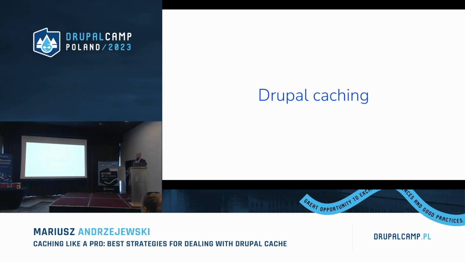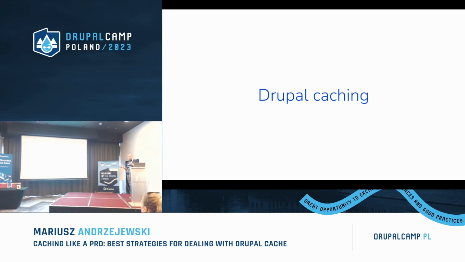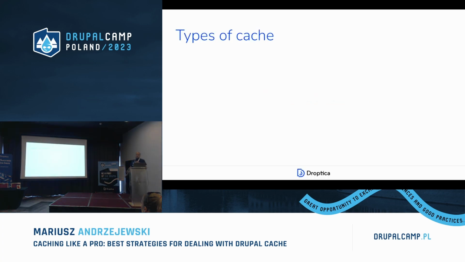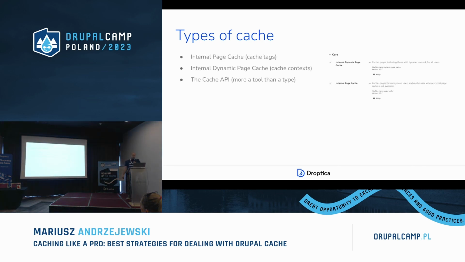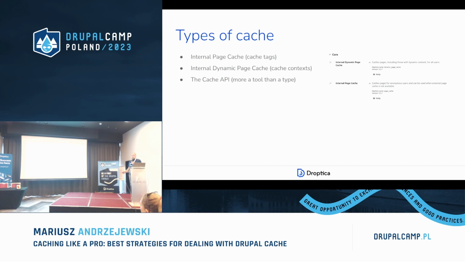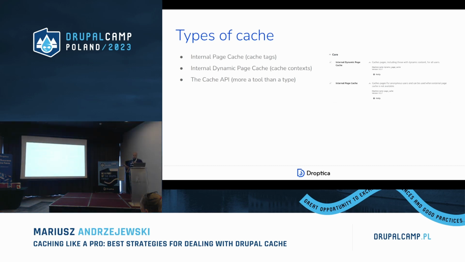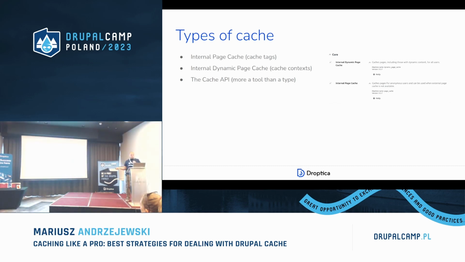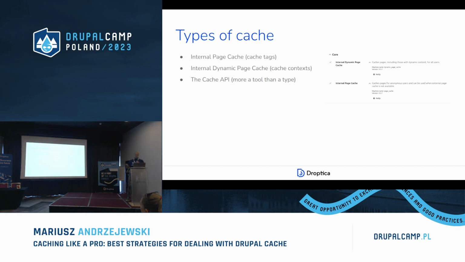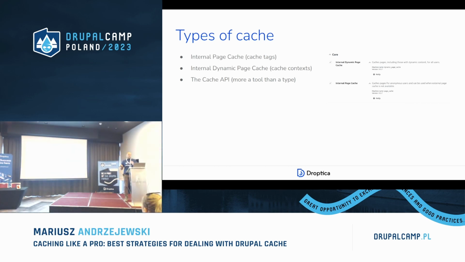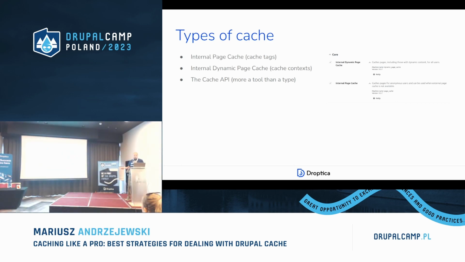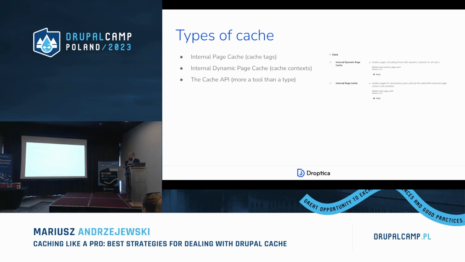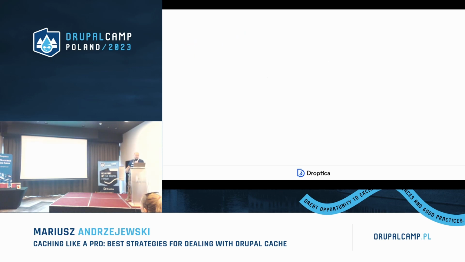As I said, we are going to talk a little bit about caching in Drupal. So, as a quick reminder, what types of cache do we have? We have basically two modules: Internal Dynamic Page Cache and Internal Page Cache. And the last one is not really a type, but a bunch of utility tools to manage cache in Drupal. This is called Cache API.